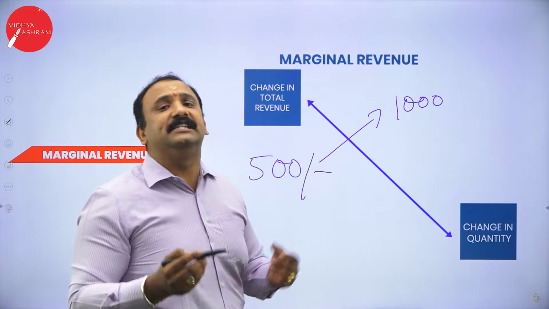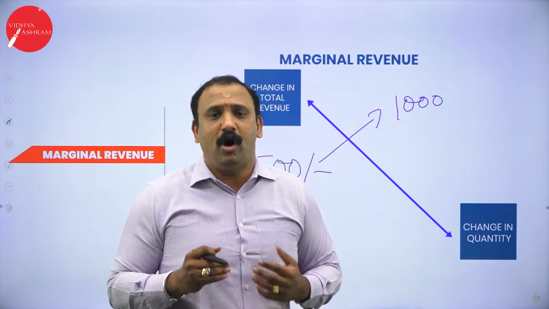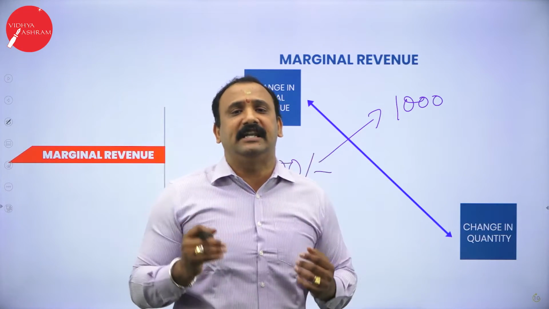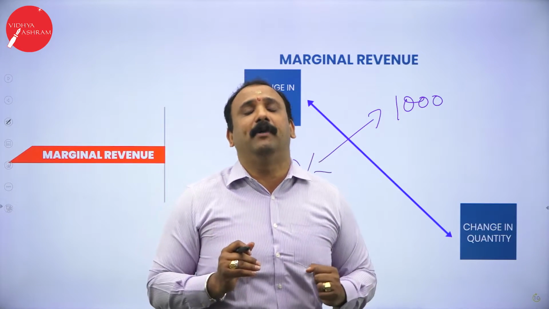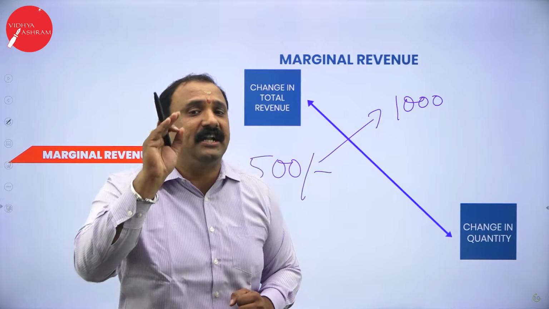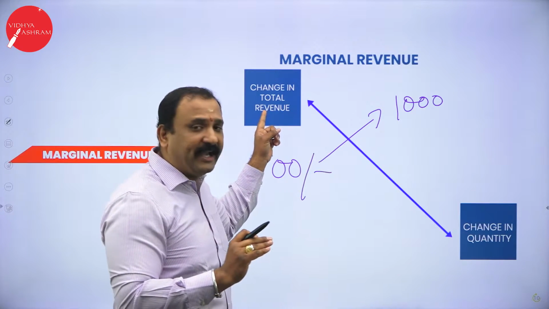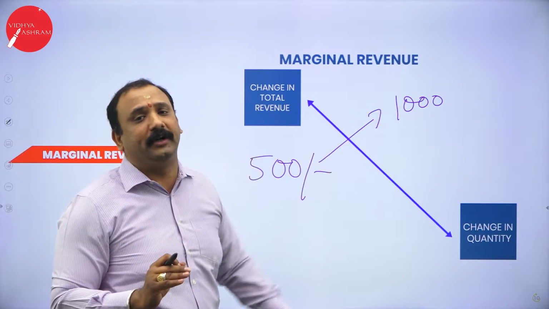How can I increase it to 1000 rupees? Can I just start producing more and more? Or can I just start increasing my sales? Or can I increase my price? Different factors come into my mind. But on a reality basis, the marginal revenue can be attained by change in total revenue divided by change in quantity.